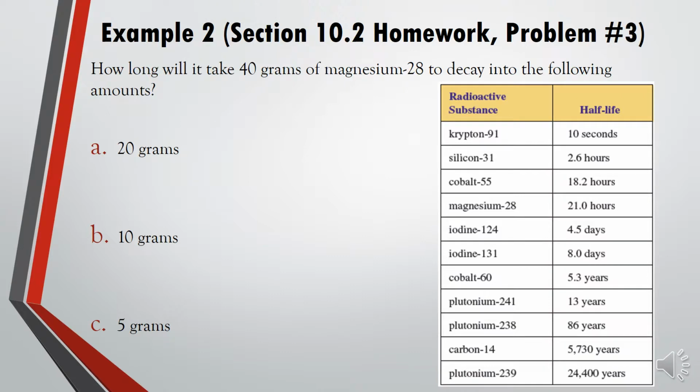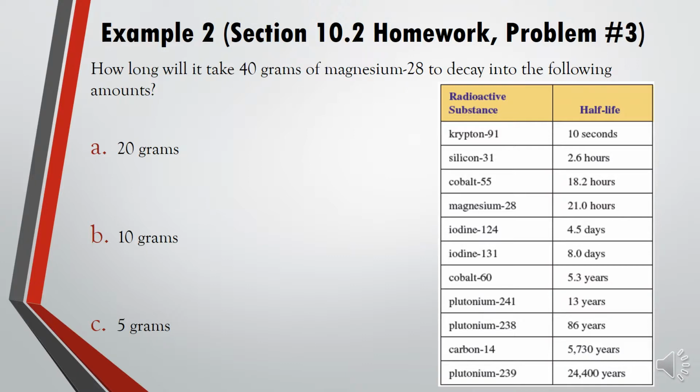You're going to have a problem like this in your homework, so I wanted to show you how to do it. It's really easy. It takes hardly any work. It gives you this little table of radioactive substances and their half-life. You can see Krypton 91 has a half-life of 10 seconds. That means it's really unstable, so it's decaying very quickly. And at the bottom, you can see plutonium 239. It's very stable. It has a half-life of 24,400 years, so it takes a really long time for plutonium 239 to decay.